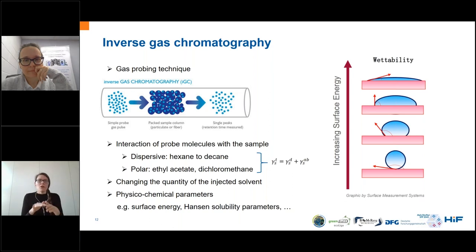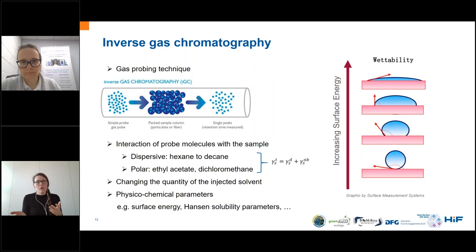Yes, for the surface energy, we have a total surface energy of the particles, but the total surface energy is made up of a dispersive component and a polar component. And in order to analyze or obtain those two different components, we use different probe molecules. So for the dispersive part, we usually use alkanes. The common ones would be, for example, hexane, heptane, octane, nonane, and decane.